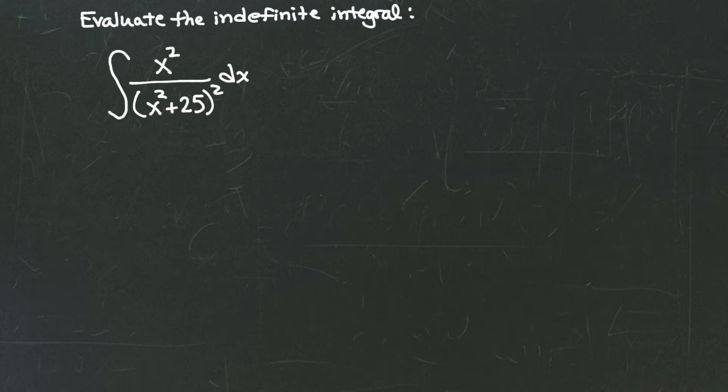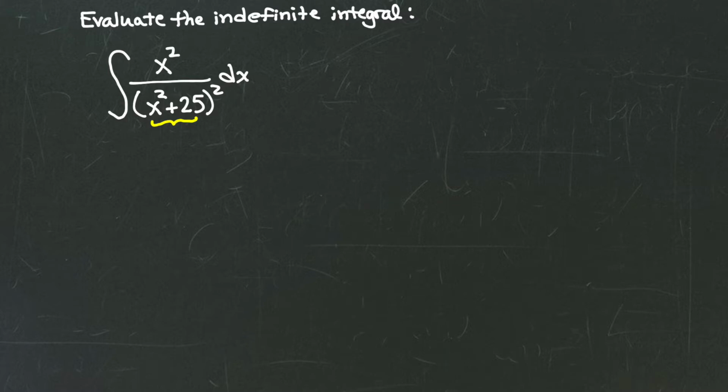And what's our first step? Our first step, of course, is to look to see if we can do a u substitution. But very quickly, you'll see that you cannot let u be x squared plus 25, because then your derivative is 2x, and that's not really going to help. So we're going to use our trigonometric substitution to do this integral.